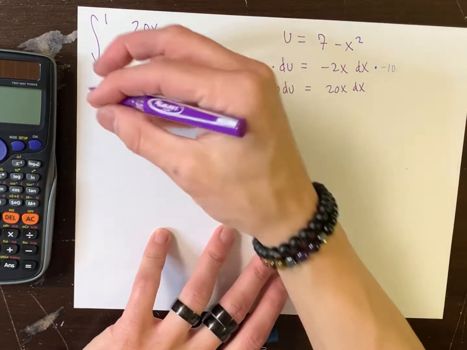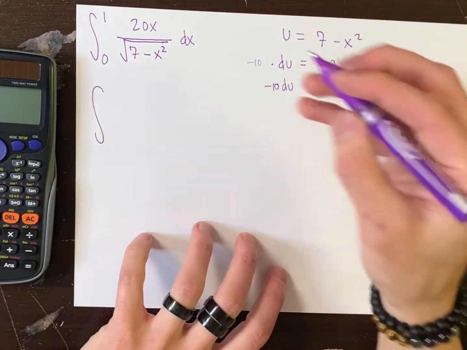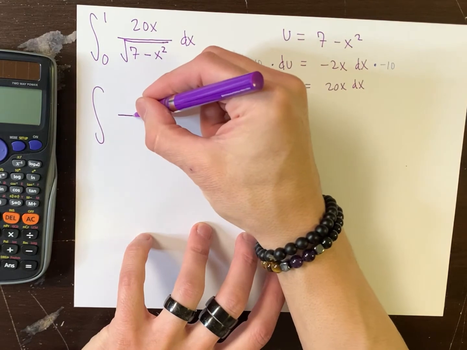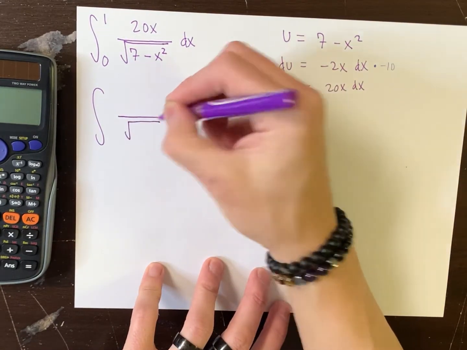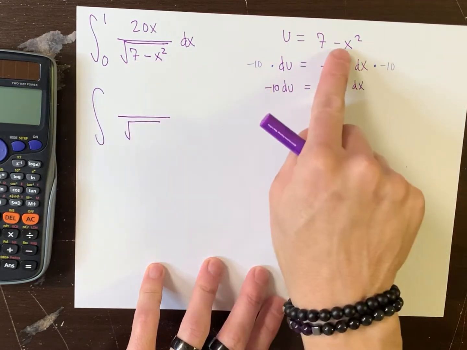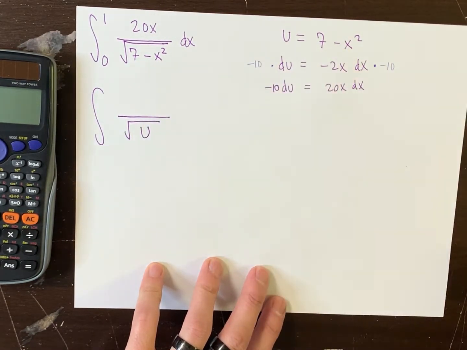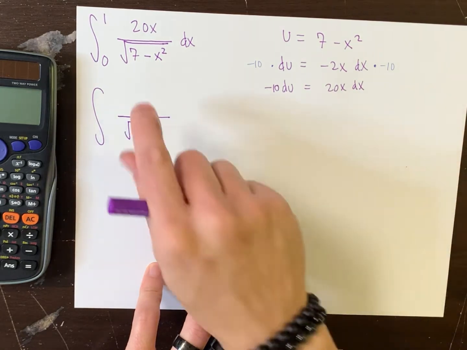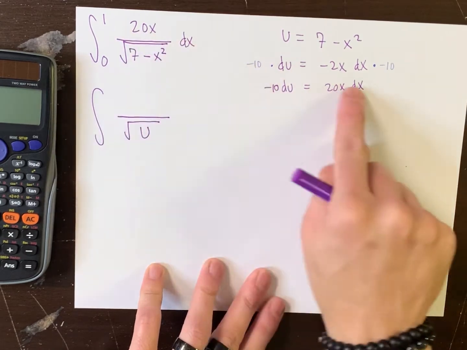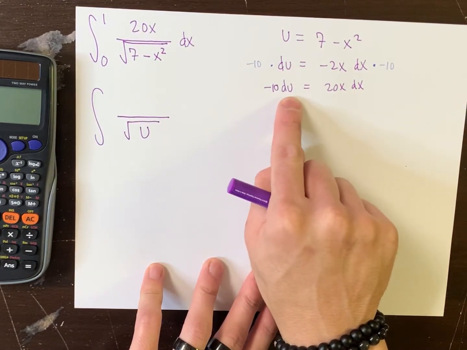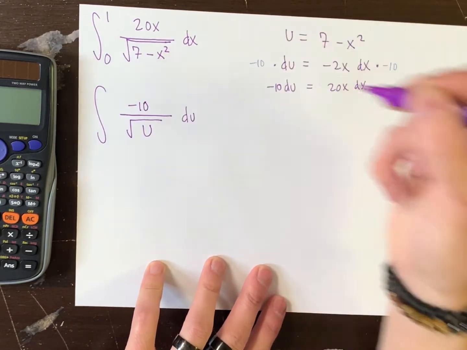So let's rewrite this here. So let's see. What if I draw a fraction? But in the denominator, it's a square root, but instead of that, I'm going to use u. So that's just u. Now, what's left to replace? I must replace 20x dx. But that entire puzzle piece is just negative 10 du. So I'm going to put negative 10, and then I'll put the du right there.